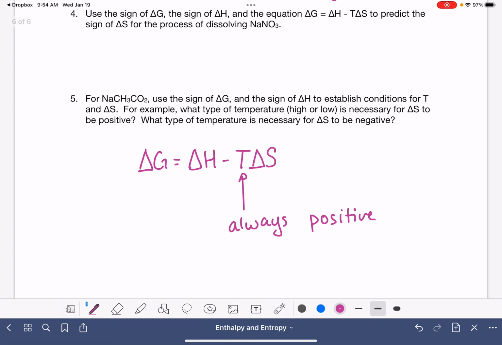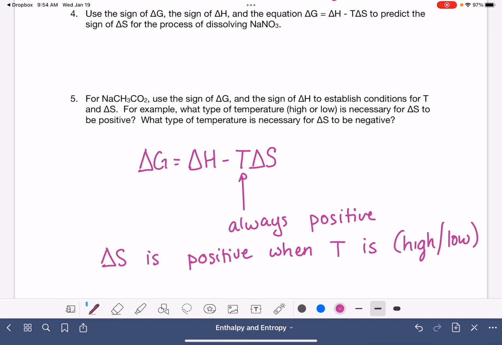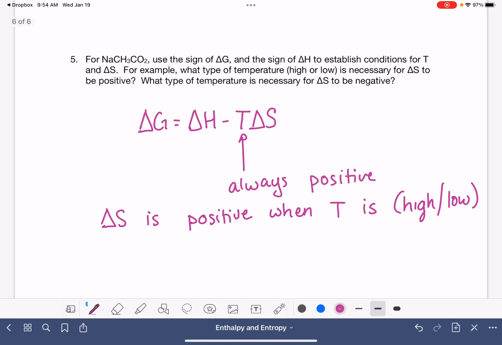So your answer here is going to be something like delta S is positive when the temperature is, and then you're going to choose high or low. Delta S is positive when the temperature is high. Delta S is positive when the temperature is low, based on what makes sense in the math equation. And you'll do the same thing again. Delta S is negative when the temperature is high or low.